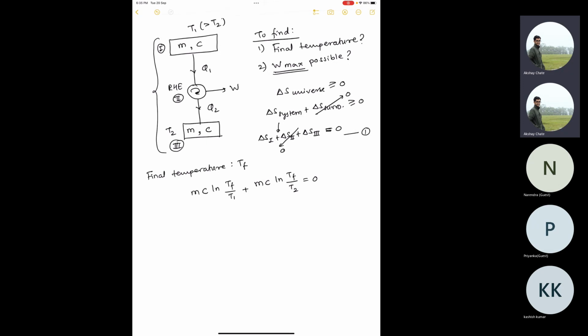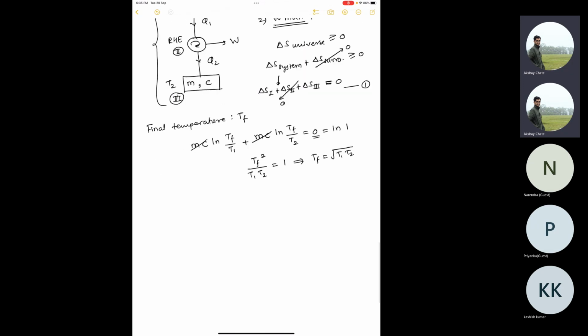So now what will happen? This MC you can take common and divide by MC. You'll get this thing. Now you know ln 1 is 0, log of 1 is 0. So if you do it that way, it becomes TF squared divided by T1 T2 equal to 1. So this gives you TF is the square root of T1 T2. So this is your final temperature, and this is nothing but the geometric mean of T1 and T2, right?